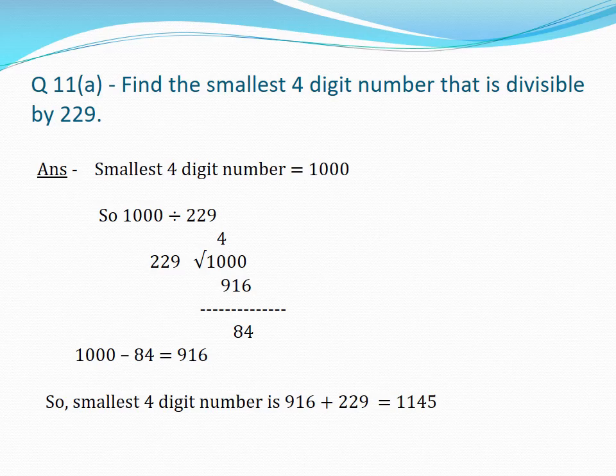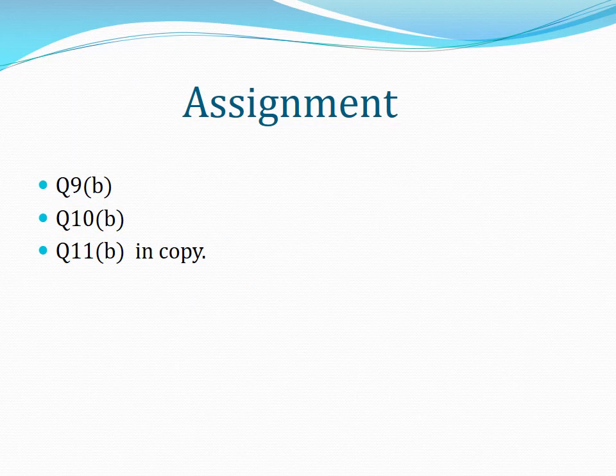Remainder is 84. Okay. Now you subtract 84 from the divisor. Whatever the remainder, you subtract from the divisor. Answer is 145. But then you have to make it a 4-digit number. That's why you add 229 to it. How much do you have to add? Divisor you have to add. The answer is 1145, a 4-digit number.